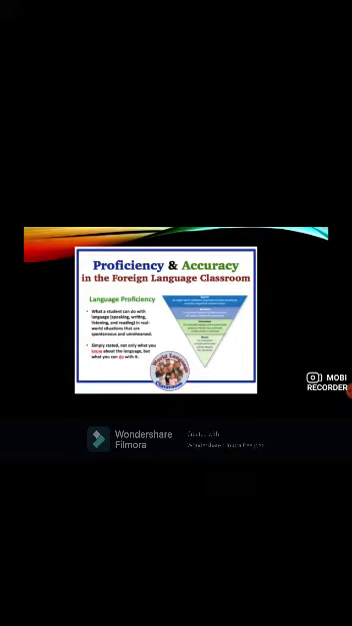Discuss the importance of translation. Some mention that the teaching of grammar can enhance learned proficiency and accuracy.